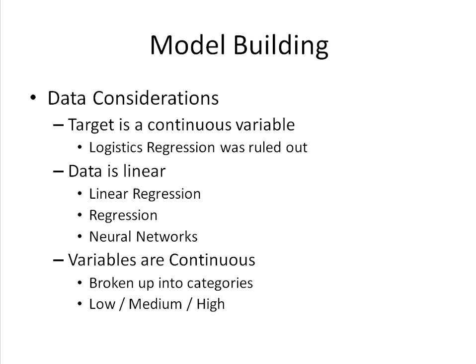First is data consideration. Our dependent variable, which is the rate of enrollment in primary school, is a continuous variable. Each country can have anywhere between 0 to 100% rate of enrollment. And for that reason, because it's a continuous variable, we ruled out logistic regression. Also, all the data is linear, and because of that we chose three different models. We're going to utilize linear regression and neural networks.